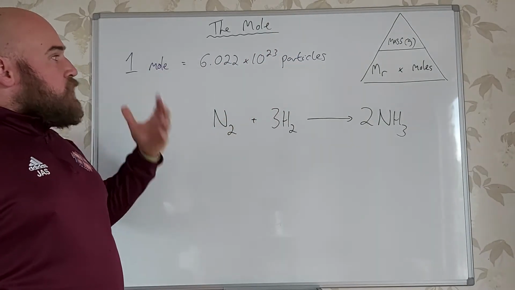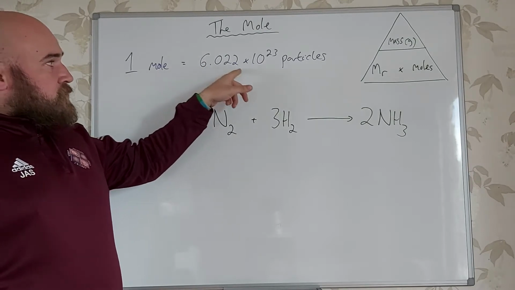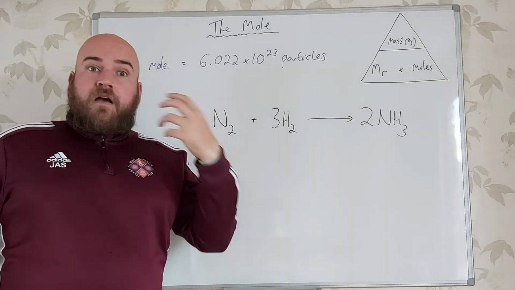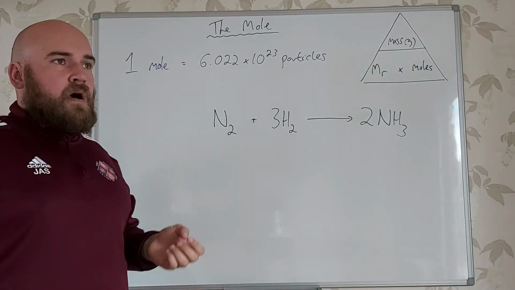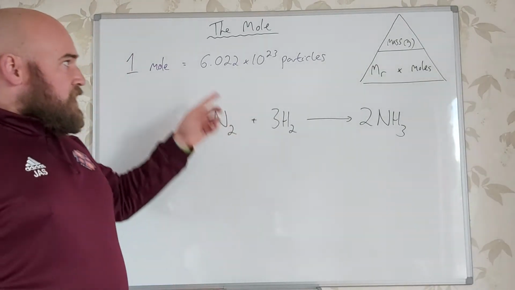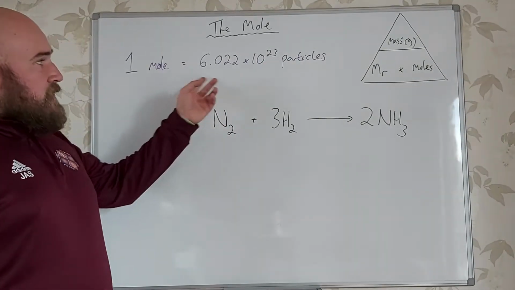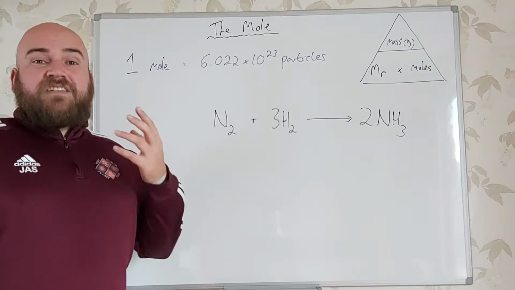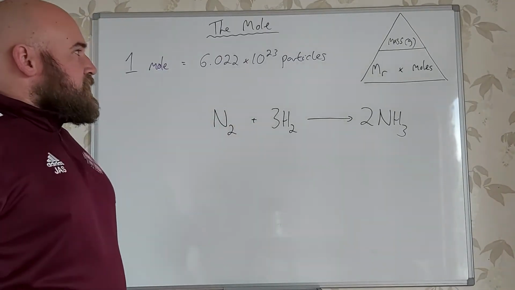So if I had 1 mole of nitrogen molecules, I would have 6.022 times 10 to the 23 nitrogen molecules. If I had 1 mole of sodium ions, I would have that many sodium ions. If I had 1 mole of carbon atoms, I would have that many carbon atoms. So a mole is just a number. It's 6.022 times 10 to the 23.